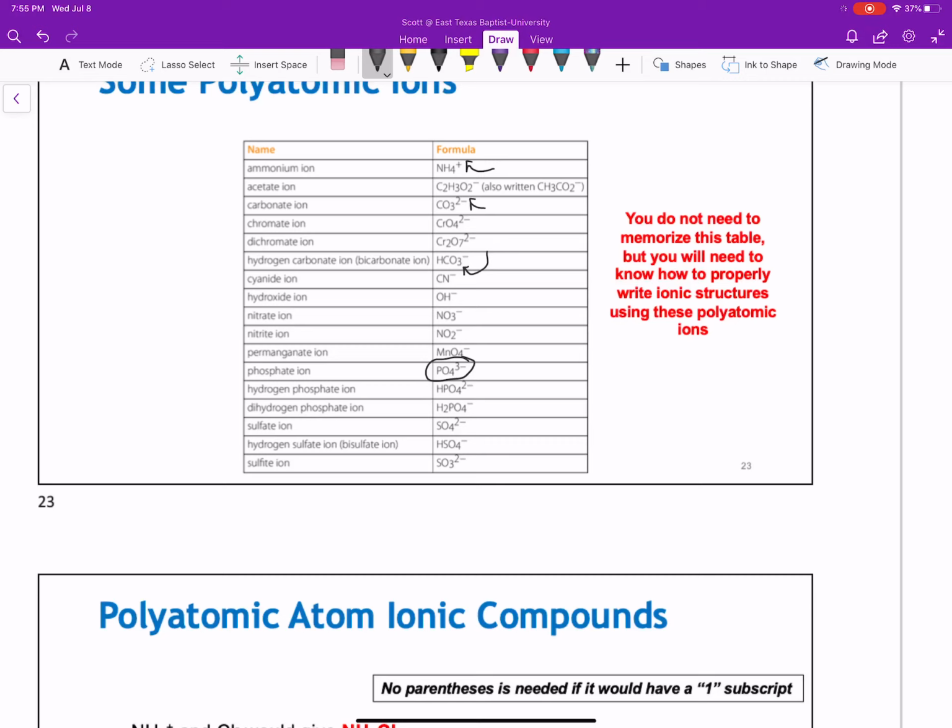So let's take the hydrogen carbonate or the bicarbonate anion. It's HCO3-, so that means that there's an H, a C, and 3 oxygens, and that entire unit is a negative charge.